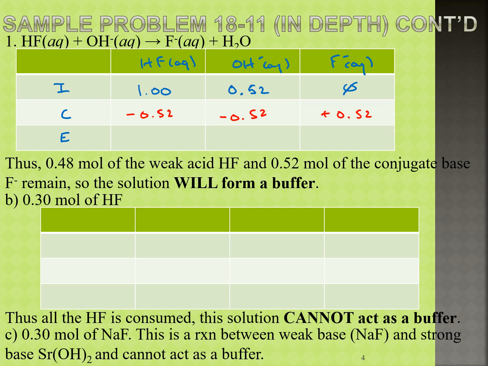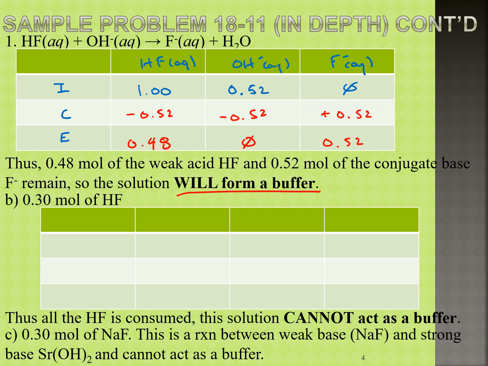So the reactants are going to go down by that amount, and the products are going to go up by that amount. And so we're going to end up with some weak acid, 0.48 moles of weak acid, and 0.52 moles of the weak base. That is a buffer.